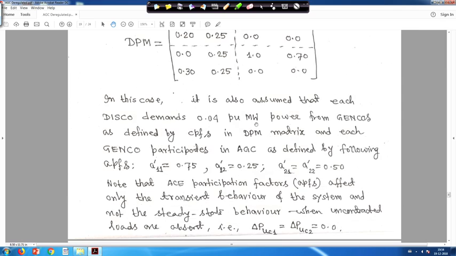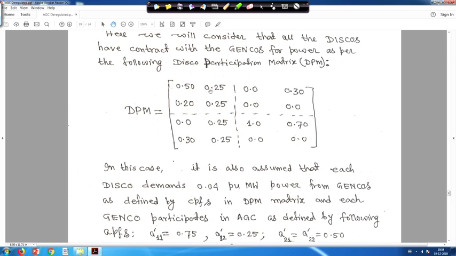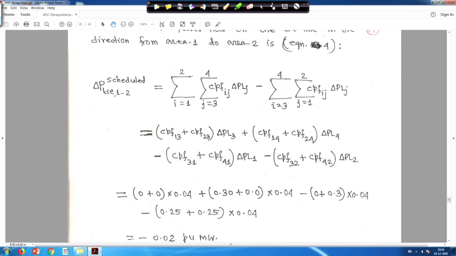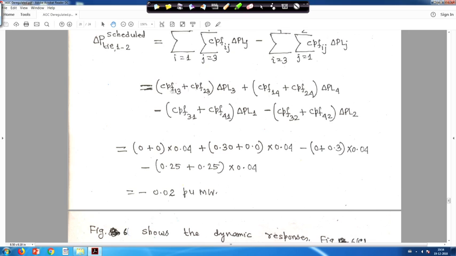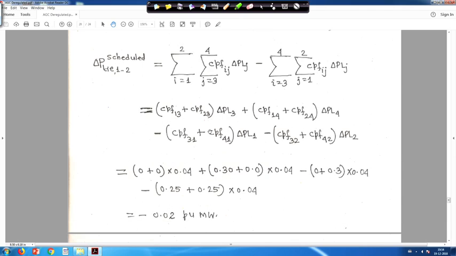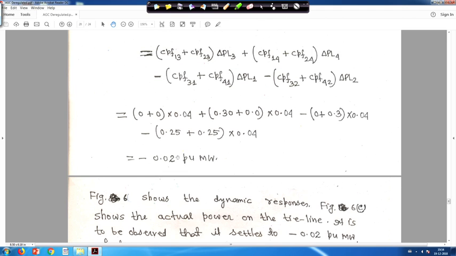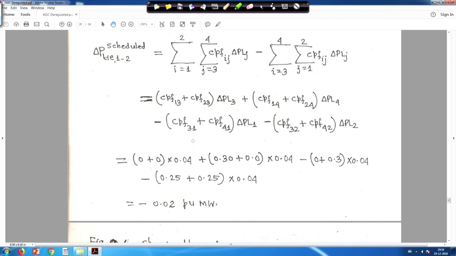Now, the DISCO participation matrix is here: this is CPF 11, CPF 12, CPF 13, CPF 14 and so on. So you know all the elements of this matrix. What you do is substitute all these values of CPF and delta PL1, delta PL2, delta PL3 and delta PL4, which are all the same, 0.04 per unit megawatt. Everything has been substituted, and then you will get delta P tie 1-2 schedule as minus 0.02 per unit megawatt. This is the scheduled power you calculate.